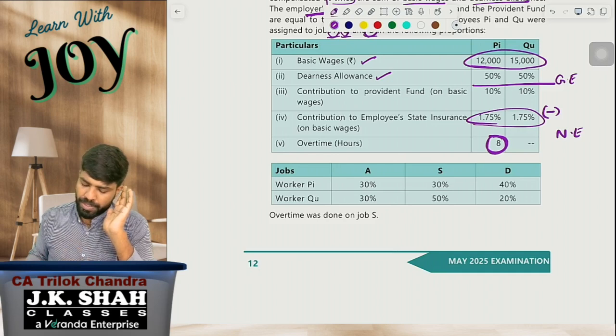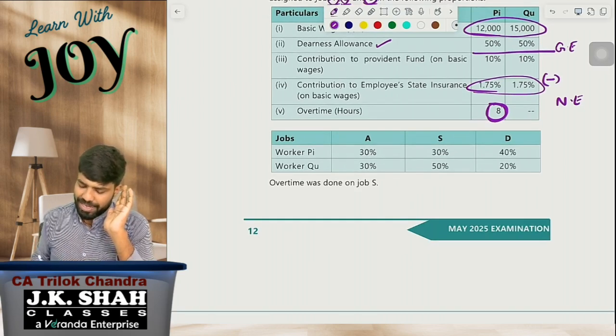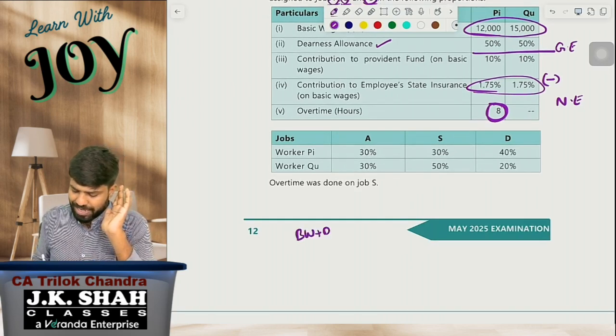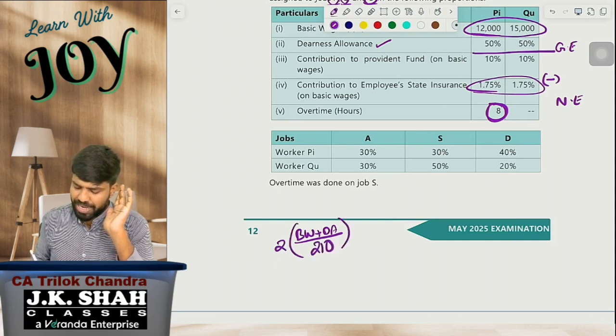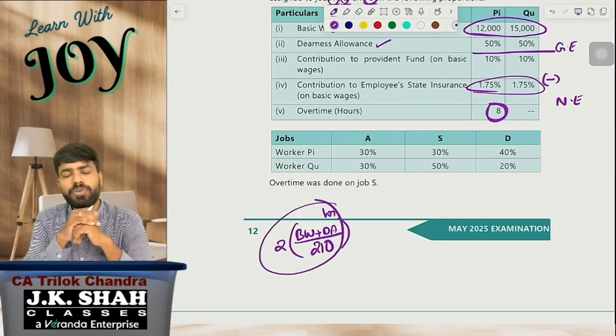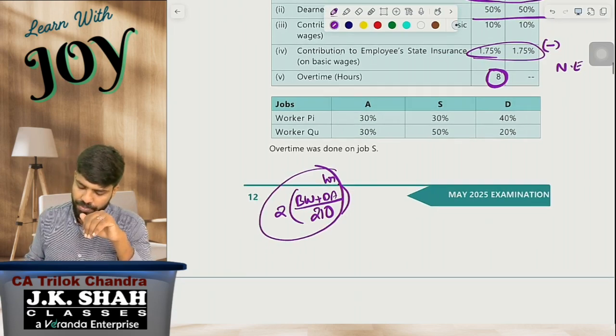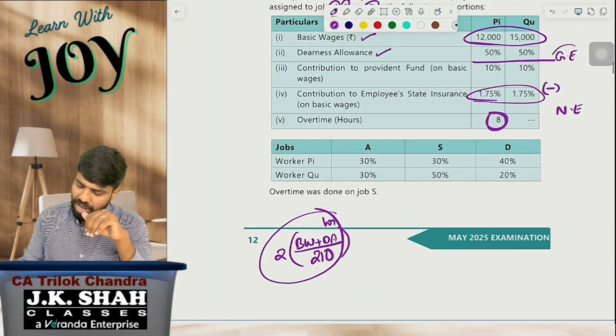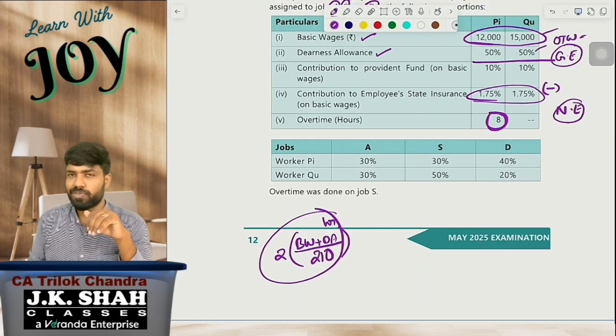Now, what we need to do? For overtime hours, how to calculate? They mentioned basic wages plus dearness allowances, double time of this. So, total of basic wages plus dearness allowances divided by 210 hours, we'll get the hourly rate. Into 2, we'll get double time of the hourly rate. Are you understanding? Okay. Now, gross earnings, net earnings. Gross earnings include basic wages, DA services, and overtime wages also.